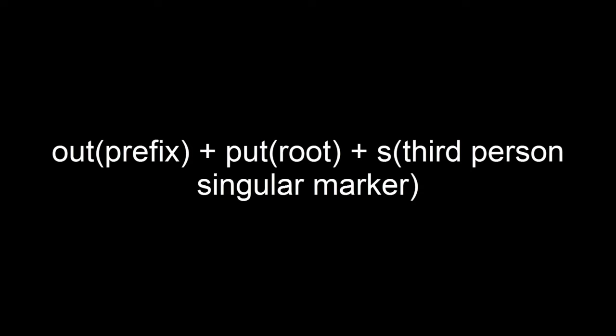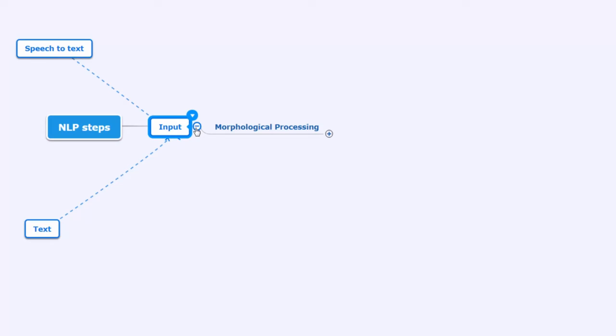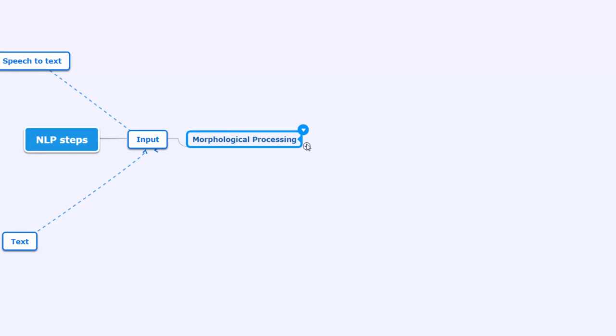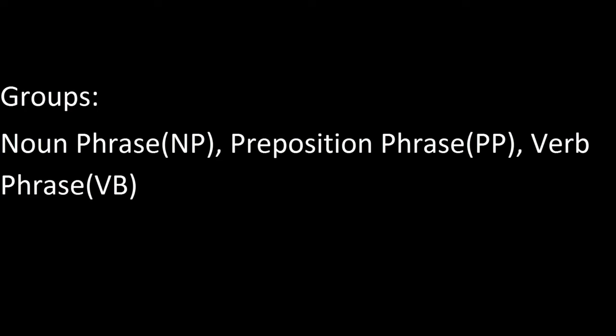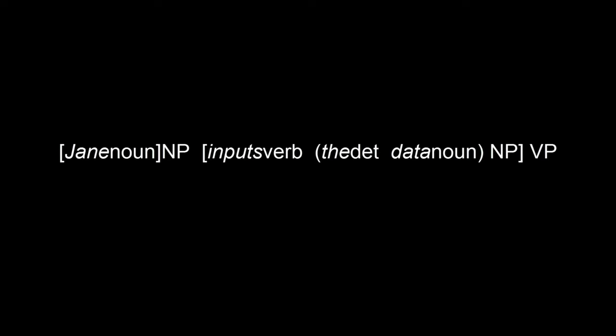Now let's take an example. The word outputs can be split into out as a prefix, put as a root, and s as third person marker. So all the text is broken down by its morphemes. The next step is to apply the rules governing the formation of sentences. The general categories and the groups are applied. So, for example, a sentence like Jane inputs the data can be split into categories, groups, and subgroups. This is also called as syntactical parsing.